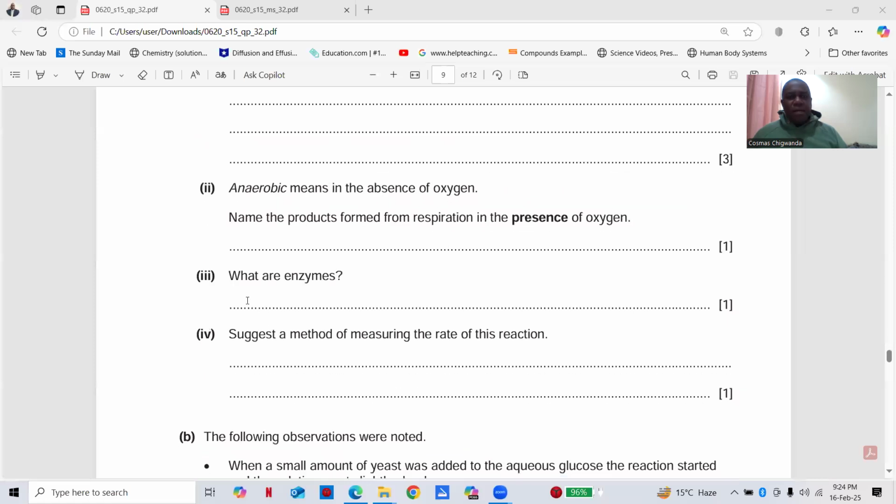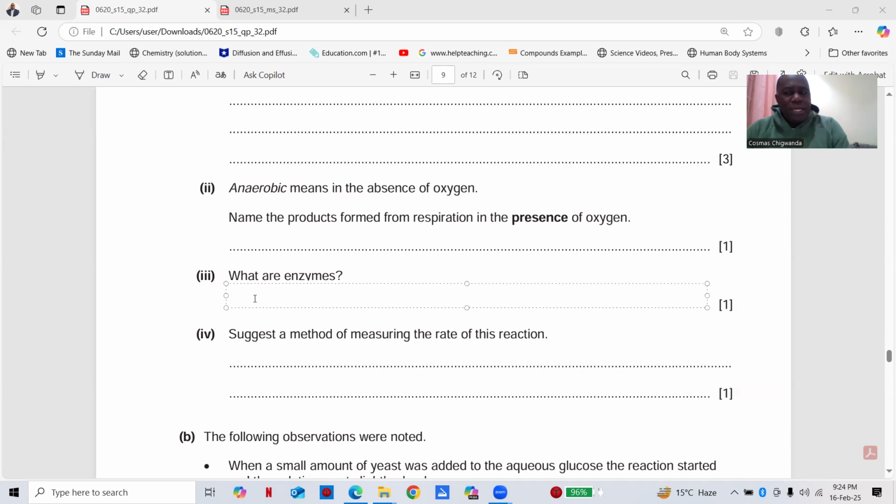All right, and then we have a question which is saying, what are enzymes? Before we proceed, mostly students have a problem whenever they are doing these sciences. They treat them separately. These subjects are related. Sometimes when you get questions, use your biology knowledge to also answer some chemistry questions, because these science subjects are actually interrelated. Don't take them piecemeal, but have this cross-referencing so that you'll be in a position to answer the questions.